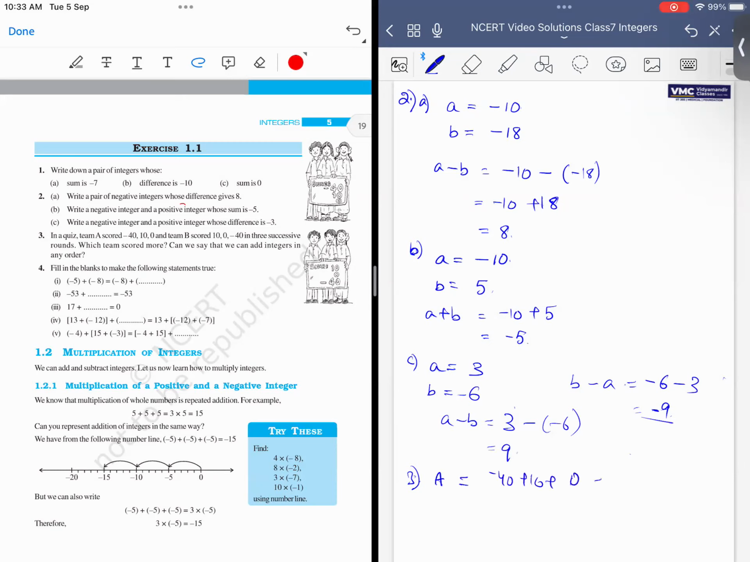So let's find the total score of team A: minus 40 plus 10 plus 0, that is minus 30. And the score of team B is 10 plus 0 plus minus 40. You see here, both the teams have scored the same. Which team has scored more? No, both teams have scored the same.